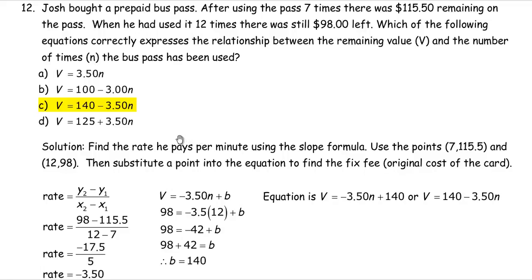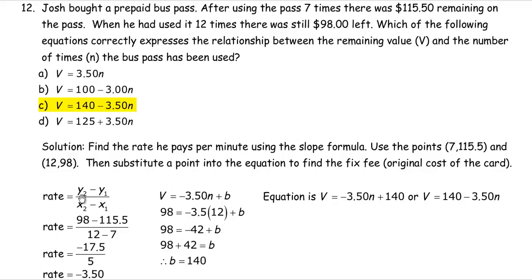So for the solution, the rate he pays per minute we're going to find using the slope formula. When he had used it 7 times, there was $115.50 left. So one point will be 7, 115.5. You can put a 0 after that if you want. And when you use it 12 times, there was $98 left. So 12, 98, and again, you can write 98.00 if you want. And we'll use the two of those in the slope formula to find the rate.